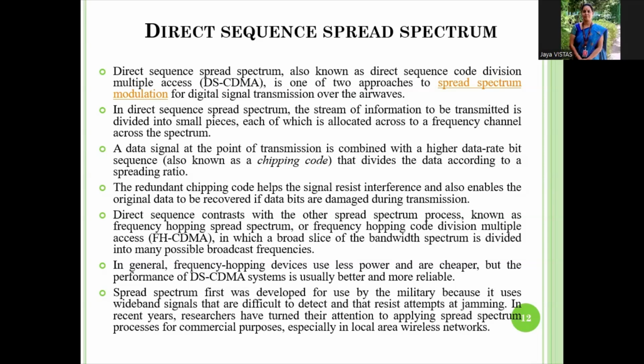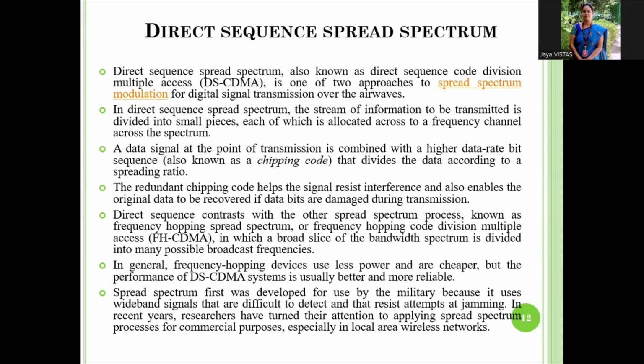The other approach, besides direct sequence spread spectrum, is known as frequency hopping spread spectrum, or frequency hopping code division multiple access. Here a broad slice of the bandwidth spectrum is divided into many possible broadcast frequencies. In general, frequency hopping devices use less power and are cheaper, but the performance of a DS-CDMA system is usually better and more reliable. Compared to frequency hopping devices, DS-CDMA is more reliable.